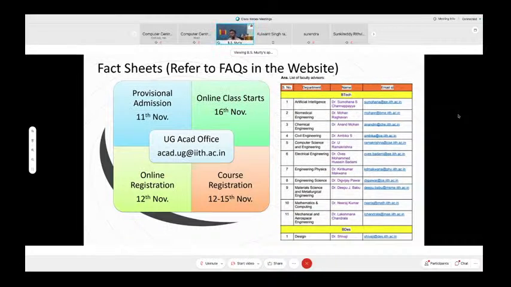Because of the COVID scenario, we are not able to invite all of you to the campus, but soon we expect this to come to an end, and we are eagerly looking forward to inviting all of you onto the campus.